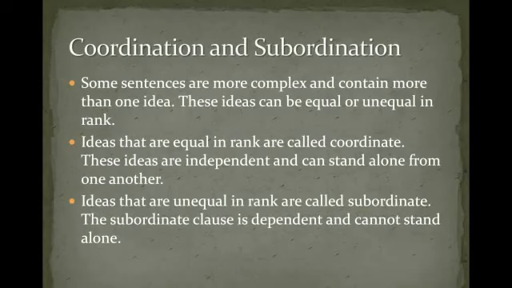Some sentences are more complex and contain more than one idea. Now, these ideas can be equal or they might be unequal in rank. Now, the ideas that are equal in rank are called coordinates. These ideas are independent and they can actually stand alone from one another. Ideas that are unequal in rank are called subordinate. The subordinate clause is dependent. This is not a sentence. It cannot stand alone.